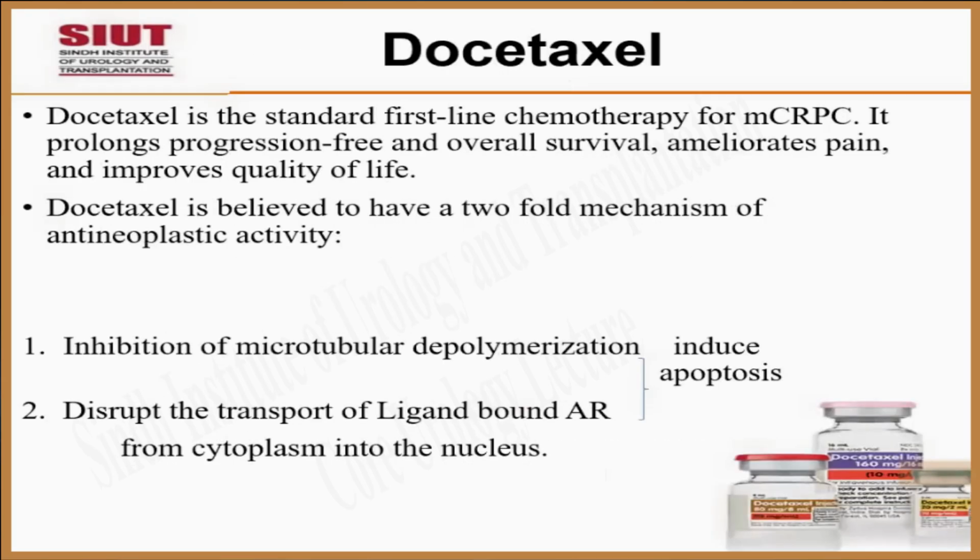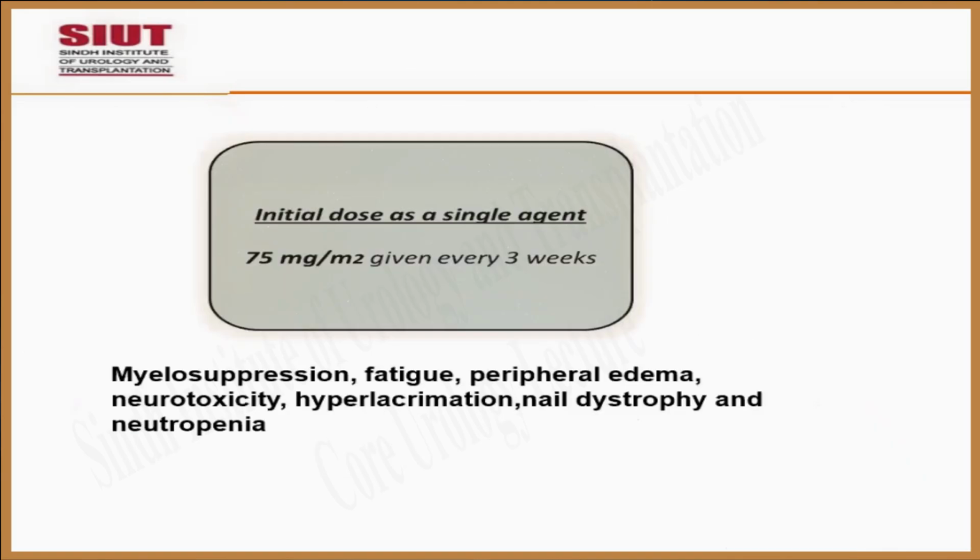If we talk about docetaxel, docetaxel is a standard first-line chemotherapy for metastatic CRPC. It prolongs progression-free and overall survival, ameliorates pain, and improves quality of life. Docetaxel is believed to have a two-fold mechanism of antineoplastic activity. Inhibition of microtubule depolymerization disrupts the transport of ligand-bound AR from cytoplasm into nucleus, and they induce apoptosis. This is the dose of docetaxel: initial dose as a single agent 75 mg per meter squared given every 3 weeks. These are its side effects: myelosuppression, fatigue, peripheral edema, neurotoxicity, hyperlacrimation, nail dystrophy, and neutropenia.